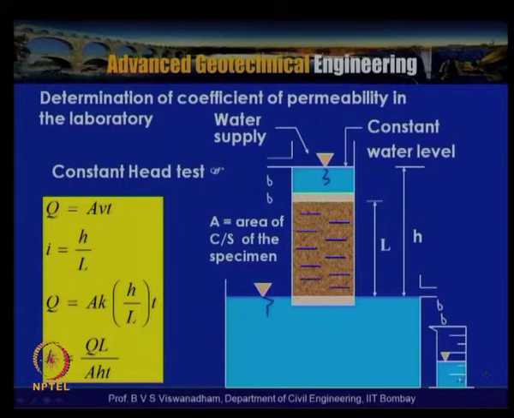So the discharge collected in a time t is Q equal to A into V into t, and V we can write as K into H by L, so Q is equal to K into H by L into A into t, where K is the coefficient of permeability which is required to be determined. By rearranging the terms, by measuring the discharge in time t, with A the cross section area, L the length and H the head which is maintained, we can determine the coefficient of permeability of the soil using the constant head test.